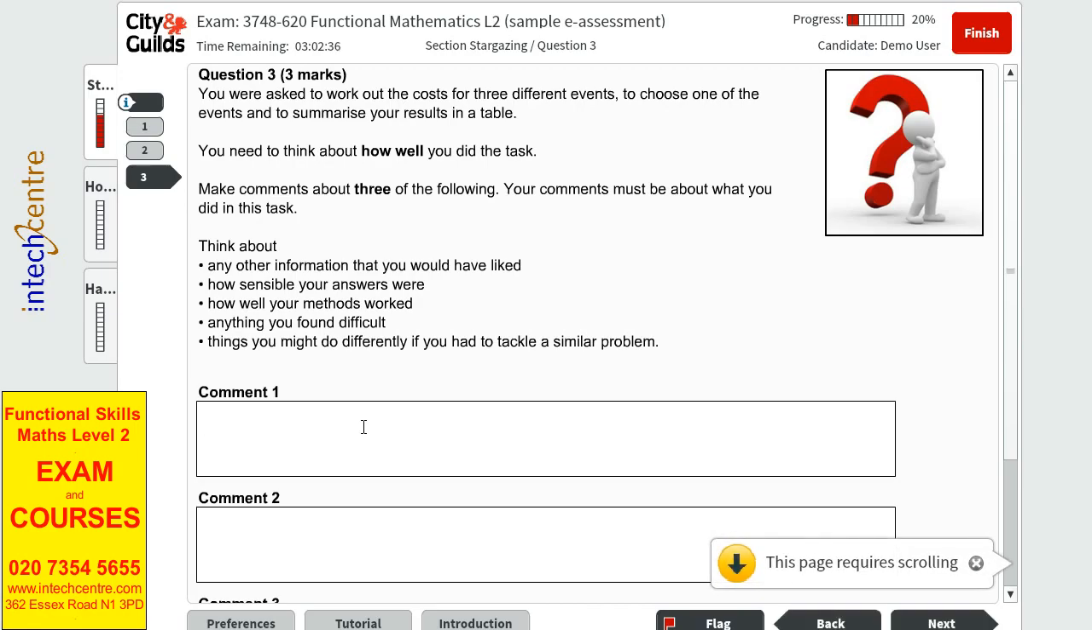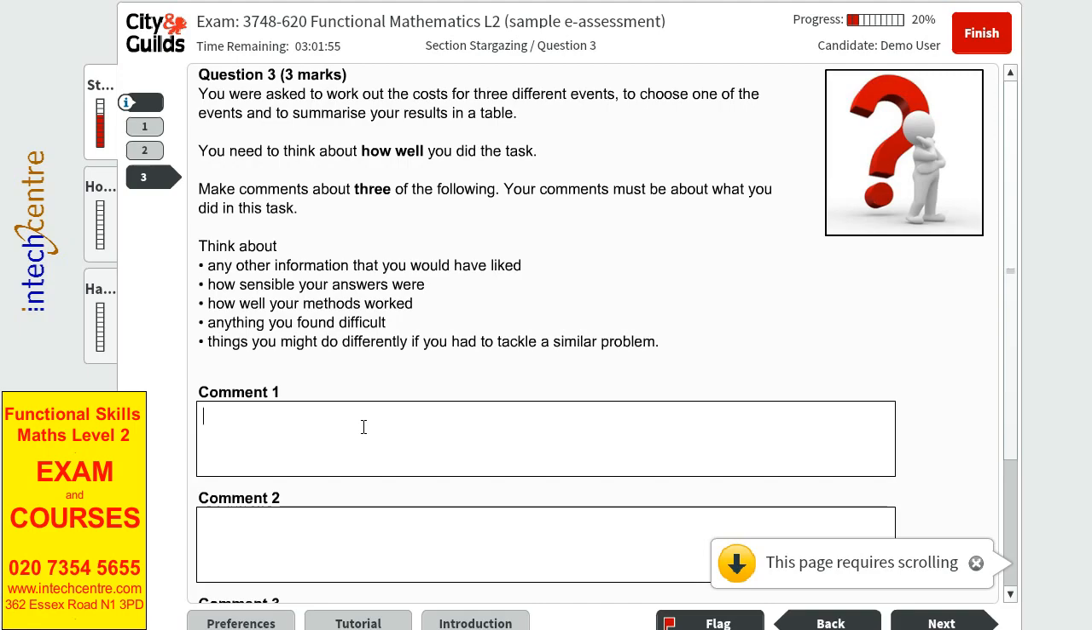This one, most of our learners find it trickier. The first thing I would suggest for you is to start with the prompts given. The question 3 is saying, you are asked to work out the cost for the 3 different events. Choose one of the events and summarize your results in a table, you need to think about how well you did the task. Make comments about 3 of the following. Your comments must be about what you did in this task. They're asking us to think about any other information you would have liked, how sensible your answers were, how well your methods worked, anything you found difficult, anything you would do differently if you had to tackle a similar problem.